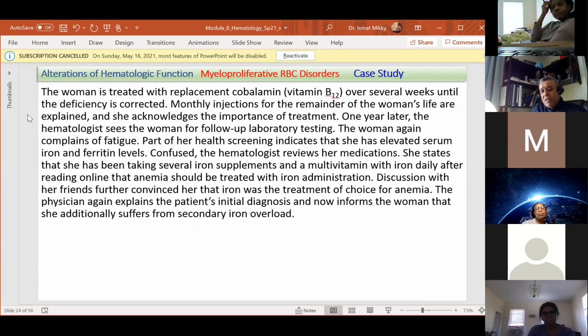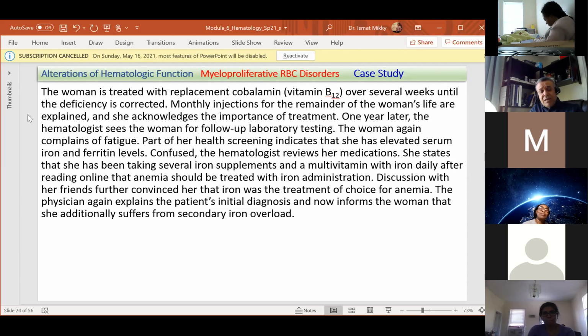Later on, like 1 year later, the hematologist sees the woman for follow-up lab testing, and the woman again complains of fatigue. Part of the screening indicates that she has elevated serum iron and ferritin levels. So now the iron level and ferritin have increased. Confused, the hematologist reviews the medications, and she states that she has been taking several iron supplements. She's taking too much iron, a multivitamin with iron daily, after reading online.